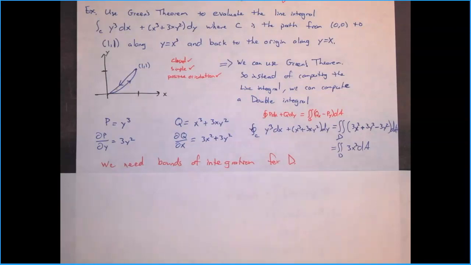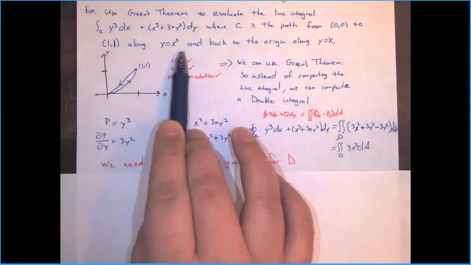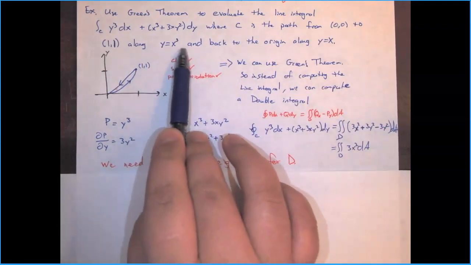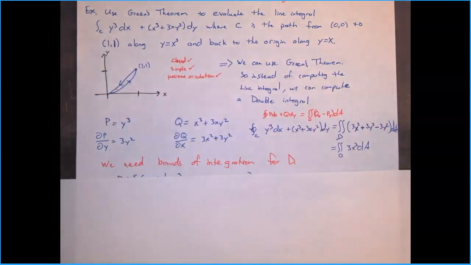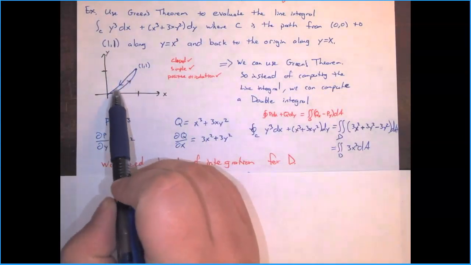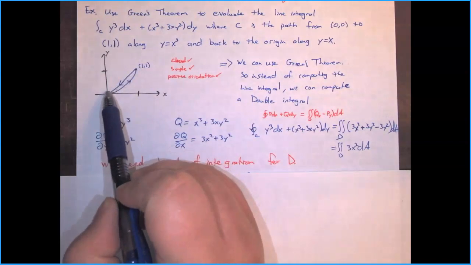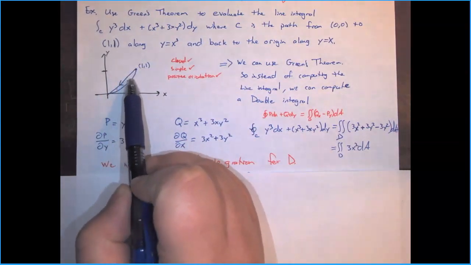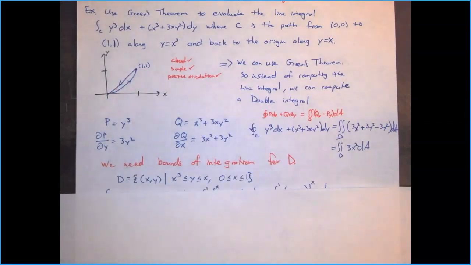So now what's missing? I need bounds of integration for D. So now I need to go back to this region and figure out, okay, how do I want to set up my bounds? Do I want to integrate with respect to y first? Do I want to integrate with respect to x first? Well, since y equals x cubed is solved for y, let's go ahead and integrate with respect to y first. So I think about moving in this small region here vertically. The bottom curve is always x cubed, and the top curve is x. So I'm going from x cubed to x in a vertical manner through this region.